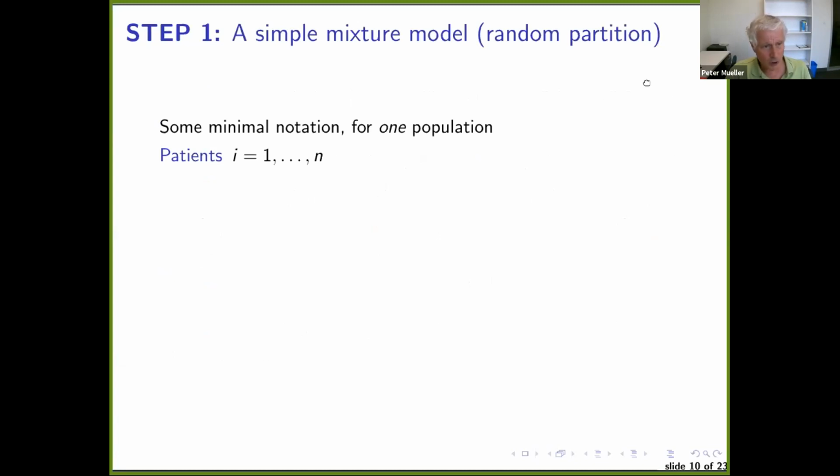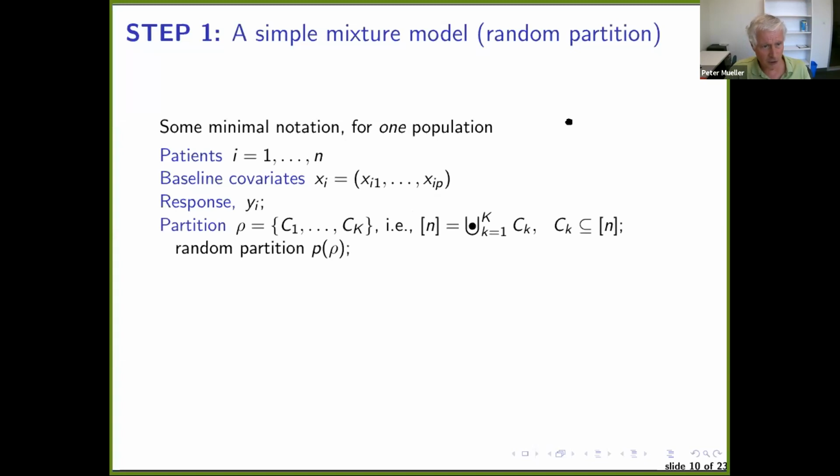So we need some minimal notation. I'll use i to index the patients. I'll use X sub i for the baseline covariates, which are chosen. They have to be chosen on the basis of expert opinion. One spin-off project that we are considering now is using factor analysis for dimension reduction there. Some of that can be done, but still you need expert judgment to highlight the most relevant covariates.